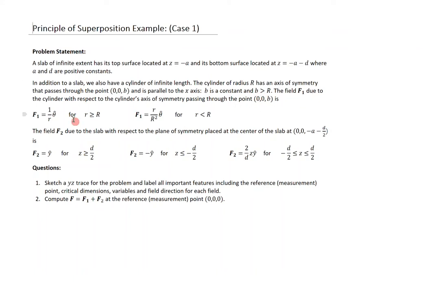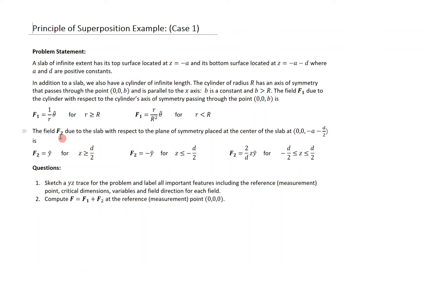The field F1 due to the cylinder, with respect to the cylinder's axis of symmetry passing through the point 0, 0, b, is this set of expressions that you see here. So you'll see, for instance, that if you're outside the cylinder, then the field takes on a certain description. If you're basically inside, it takes on a different description. We'll be basically proving these entities later on in the course.